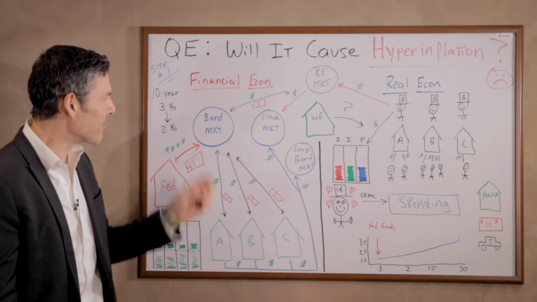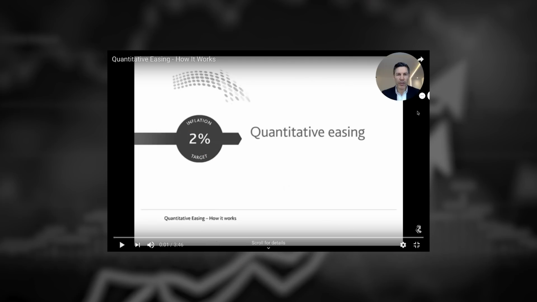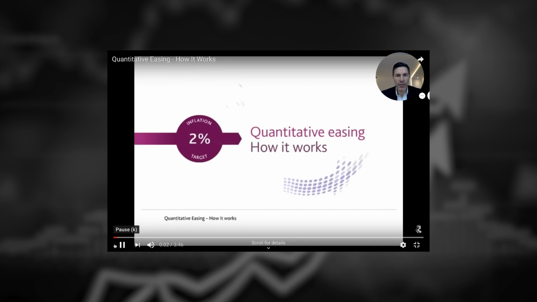But step number 1, we're going to look at quantitative easing through the eyes of a central bank. To do this, we're going to go straight to the Bank of England's YouTube channel and watch their short video on how quantitative easing works. And I'm going to do my very best, guys, to get through this without making too many sarcastic comments in the process. I can't promise you I won't make any, but I'm going to try to get through as much as I can.